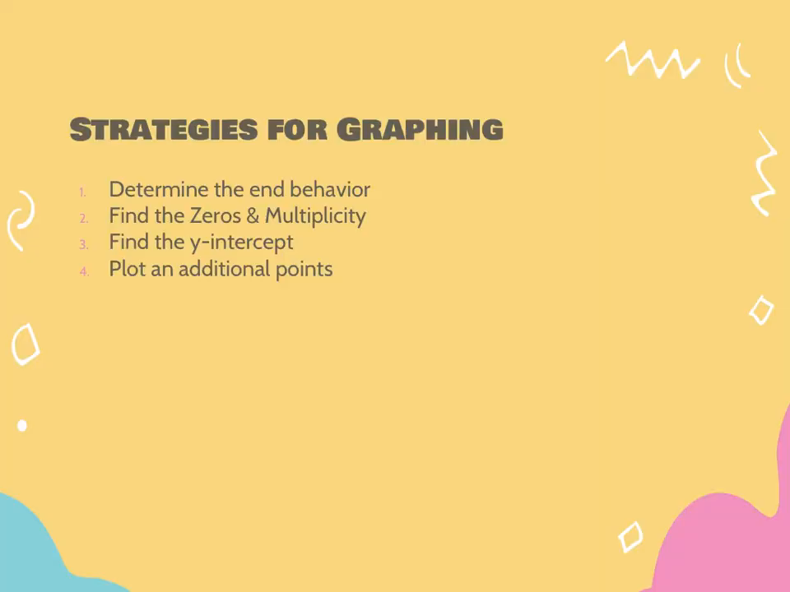All right, so we're going to go a step further and say, how do I actually graph this thoroughly? I'm going to first determine the end behavior. Then I'm going to find the zeros and the multiplicity. Then I'm going to find the Y-intercept and hope that helps me. If not, I have to plug some extra points in to see how far down or how high up my graph goes.